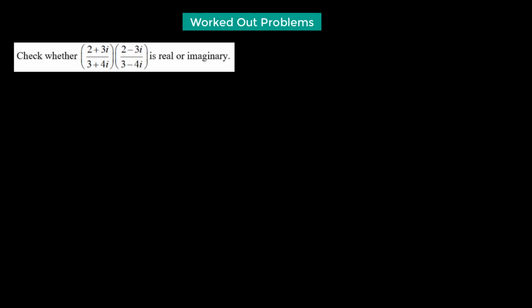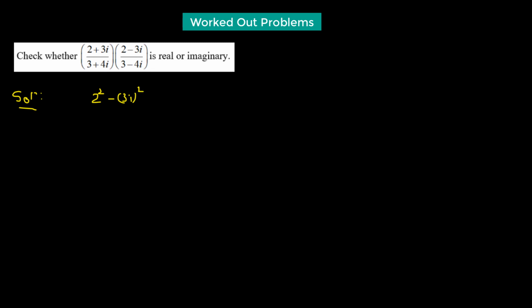In this particular question, we have to check whether the product of the two complex numbers is real or imaginary. So let us begin by multiplying the numerator. So we have 2 plus 3i multiplied to 2 minus 3i. So we can use the identity 2 squared minus 3i whole squared.